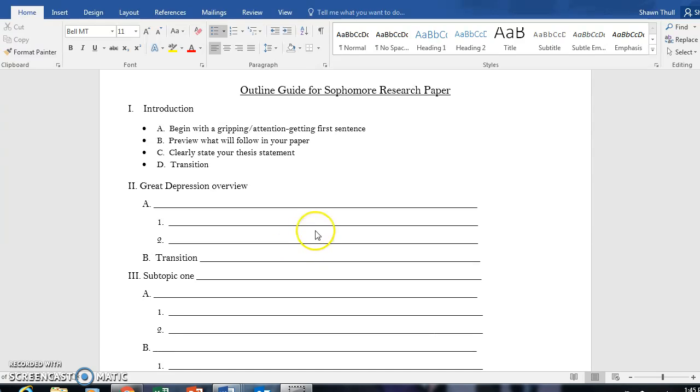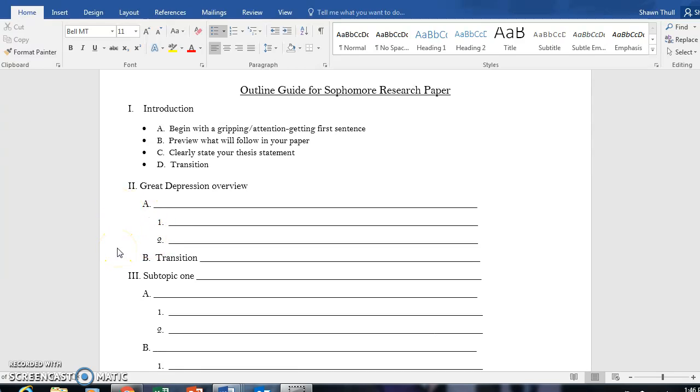And what I need you guys to have done for Monday is the subtopic 1, 2, and 3. So you do not need to worry about this Great Depression overview or this introduction part or anywhere that it says transitions. We'll add those later.